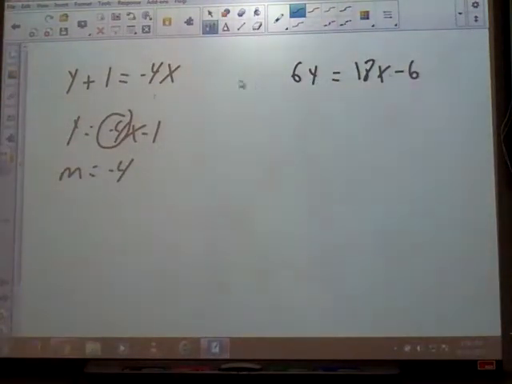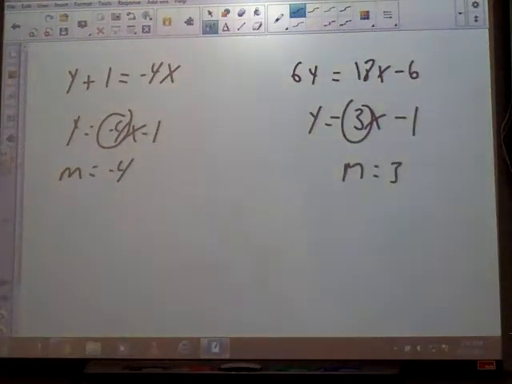Okay, this one over here, it's not a 1y. So I got to go ahead and divide by 6 since it's being multiplied. So that would be 18 divided by 6 is 3, and negative 6 divided by 6 is negative 1. So it has a slope of 3. So those are the two slopes I'm comparing. Are they the same? No. Negative 4 is not the same as 3, so they're not parallel. Are they opposite reciprocals? No, they are opposites. This one's a negative and that one's positive, but they're not reciprocals. The reciprocal of 4 is 1/4, not 3. So these lines are neither.